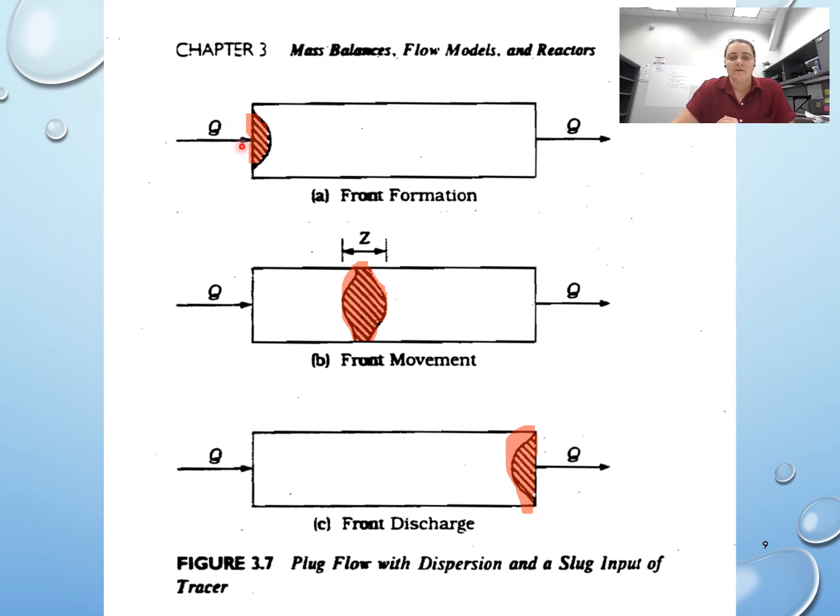So you can see it kind of moves forward like a plug flow reactor, but there's some dispersion, especially in this middle case, where it's not 100% a perfect cylindrical plug anymore, moving through the system. So again, this type of flow is going to be the flow that we see most often when it comes to actual environmental engineering process design.